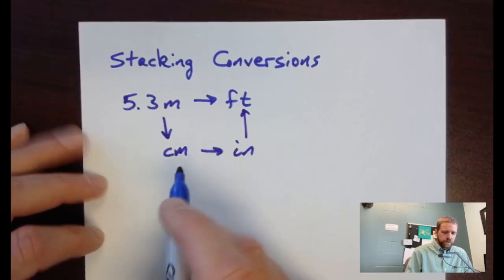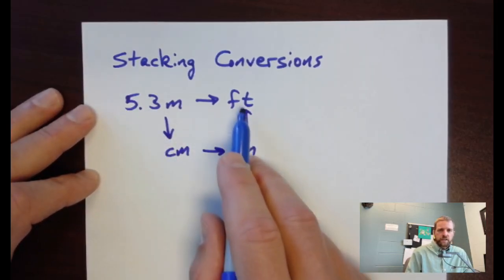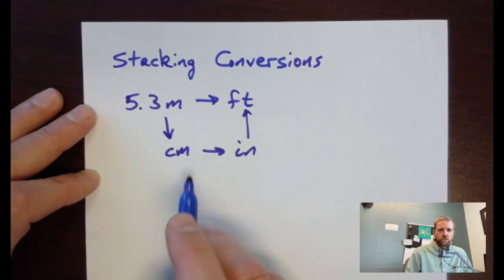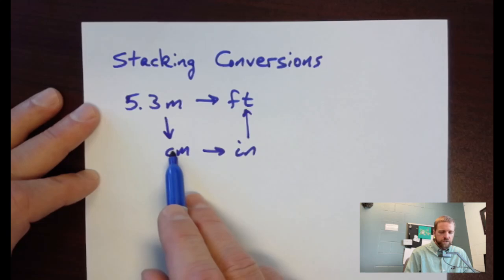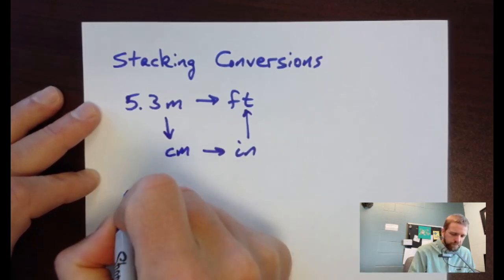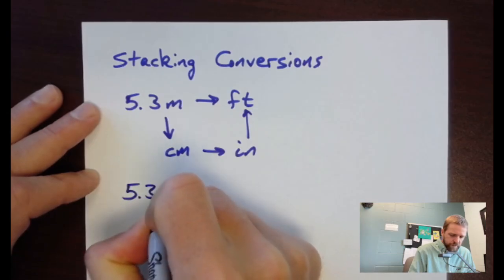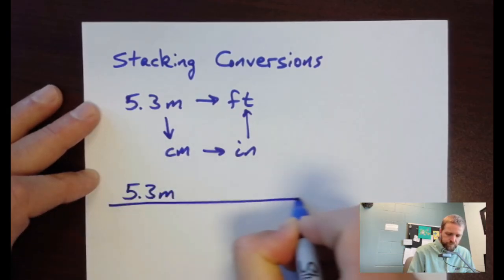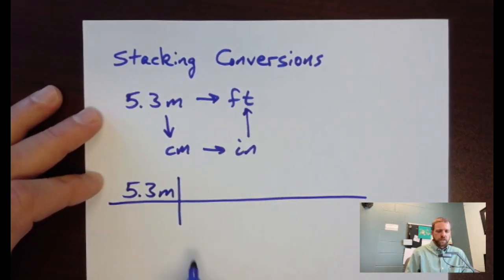So the way that we do this is we can set this up as 3 distinct conversions, or we can just put them all together, because remember, each one of these conversions is the mathematical equivalent of multiplying by 1. So I'll start with 5.3 meters. And then I'm going to draw a big horizontal line.